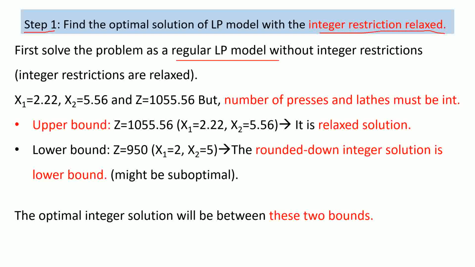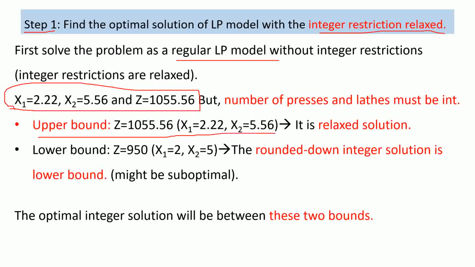So using either the graphical method or the simplex method, we get x1 equal to 2.22 and x2 equal to 5.56, which are not integers. So we cannot say 2.22 press machines and 5.56 lathe machines, because those machines can only be interpreted in terms of integer values. The number of press and lathe machines must be integer values, right? So the integer-restriction-relaxed solution is the upper bound. The values are the upper bound.